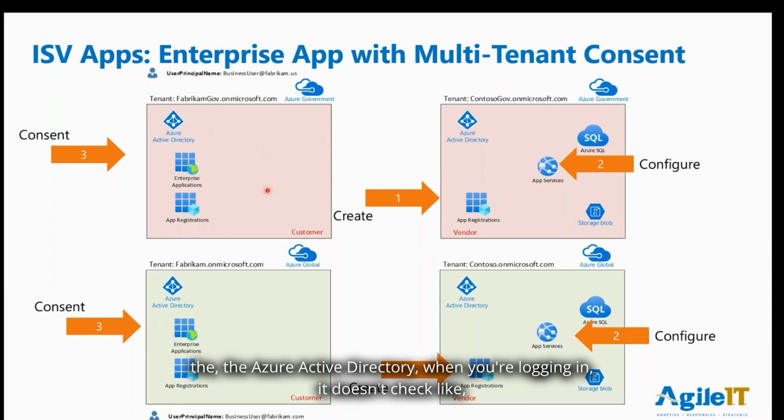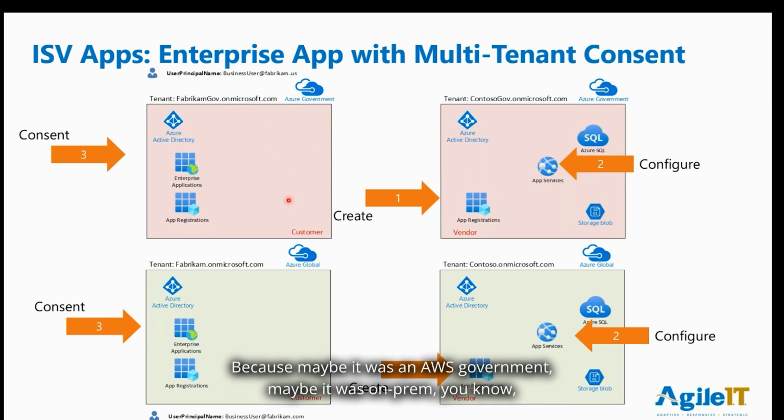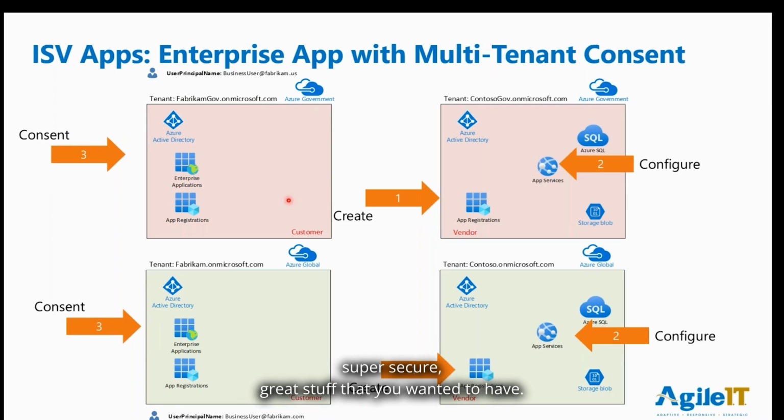the Azure Active Directory, when you're logging in, doesn't check whether that server is running in Azure Government. Because maybe it was in AWS GovCloud. Maybe it was on-prem, super secure, great stuff that you wanted to have. And the data that you have isn't going to violate any CUI. So you would do it here.